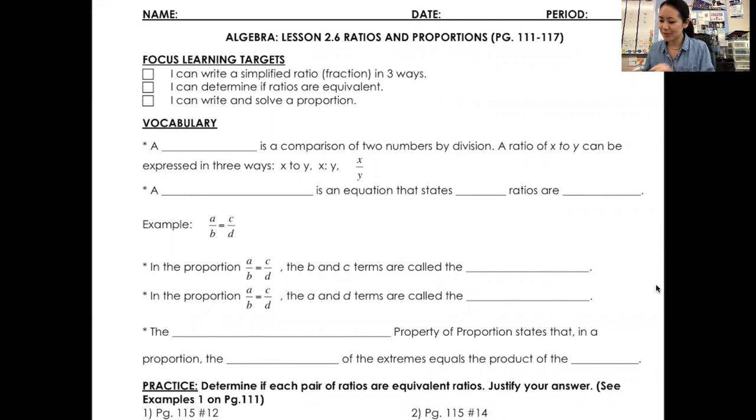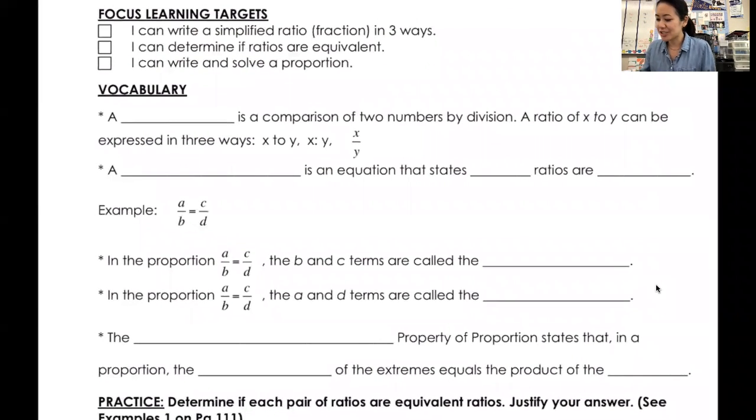All right, so starting with some vocab, a ratio is a comparison of two numbers by division. So a ratio of x to y can be expressed in three different ways. You can literally just have x to y. You can have x colon y, or most commonly we see x over y. All right, and that's just comparing two numbers with division.